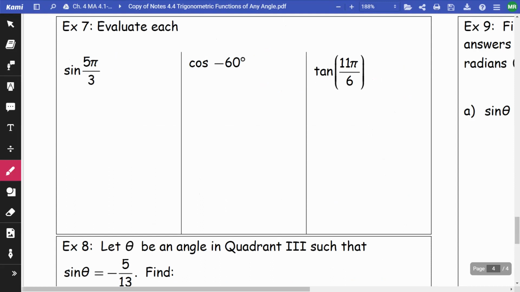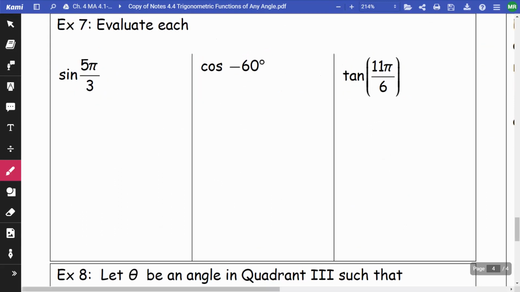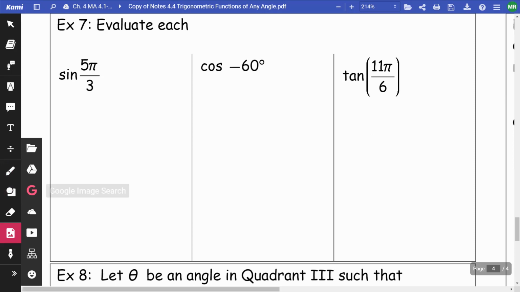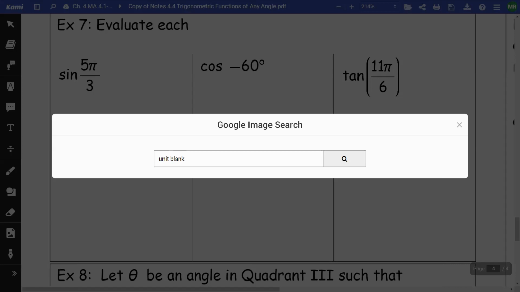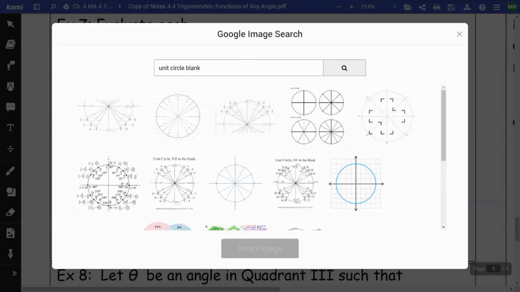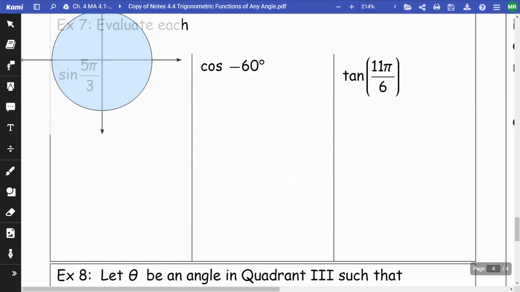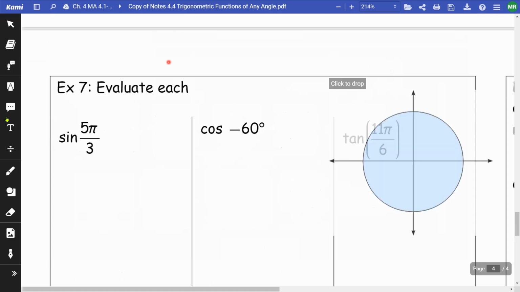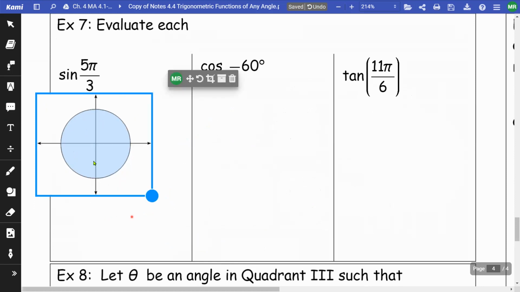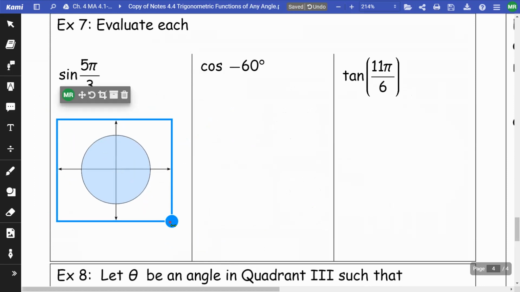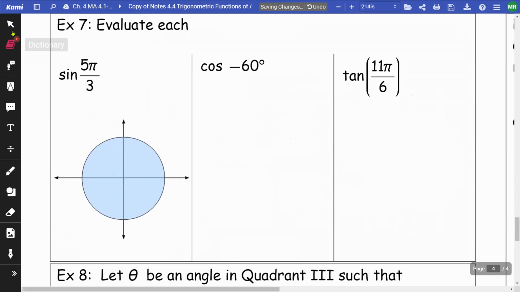So in this situation here, when I'm evaluating this, okay, I'm going to get that blank unit circle. And on the worksheet, I give you guys a blank unit circle. And let me just put this here. And I'm just going to copy.